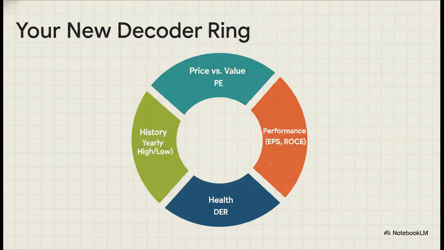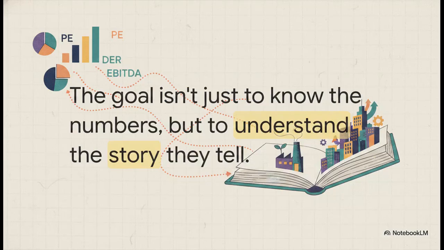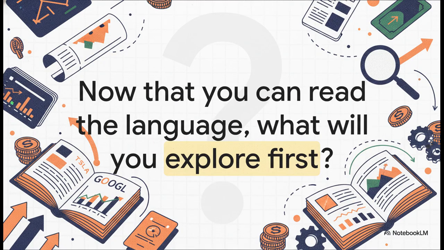So here it is, your brand new decoder ring. We've broken the code down into these key categories. You can assess value with PE and PB, check performance with EPS and ROCE, measure financial health with DER, and understand the context with its price history. And that is the ultimate takeaway. This isn't just about math. It's about interpretation. Every single number is a clue, and when you put them all together, they tell you a story about a company's past, its present, and its potential future. You now have the tools to start reading that story for yourself. The financial world is no longer written in some foreign language, so the only question left is, with this new understanding, what company's story are you going to explore first?